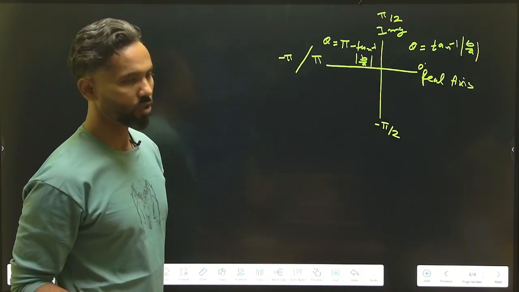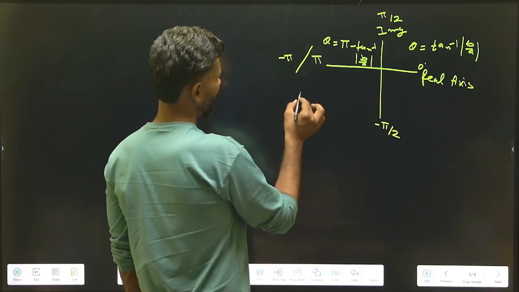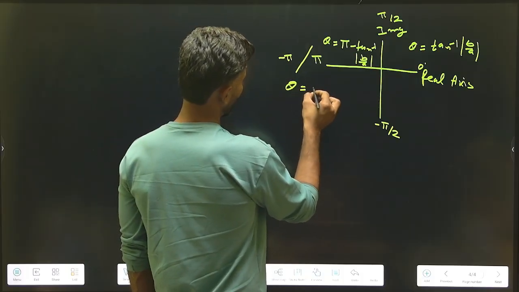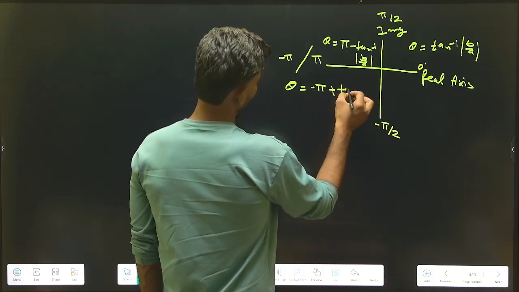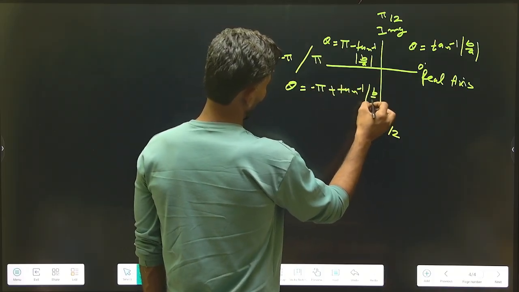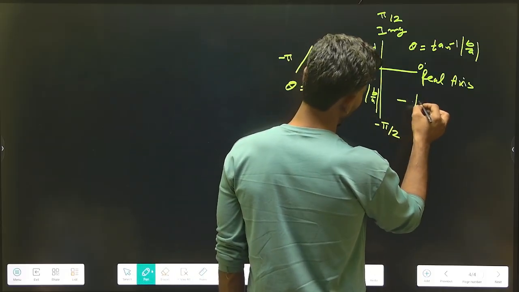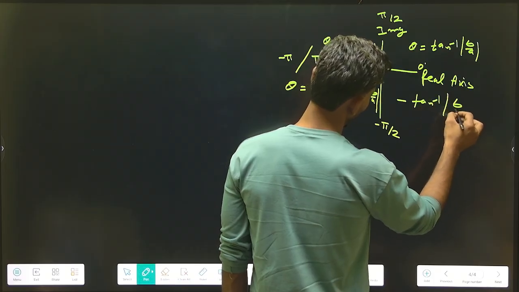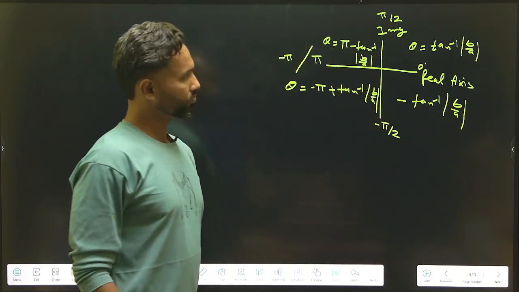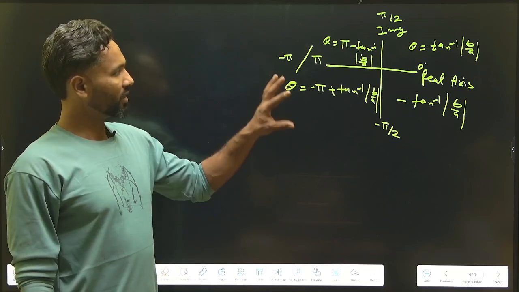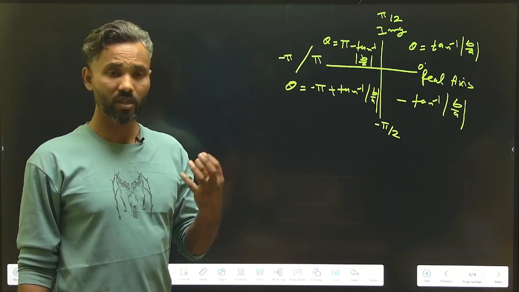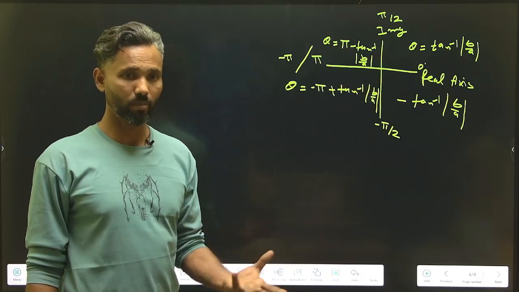Now we are moving to the third quadrant. In the third quadrant the principal argument will be minus pi plus tan inverse b upon a. This is in the third quadrant, and in the fourth it will be minus tan inverse b upon a. Always remember that. So these are the direct formulas to calculate the principal argument of any given complex number.